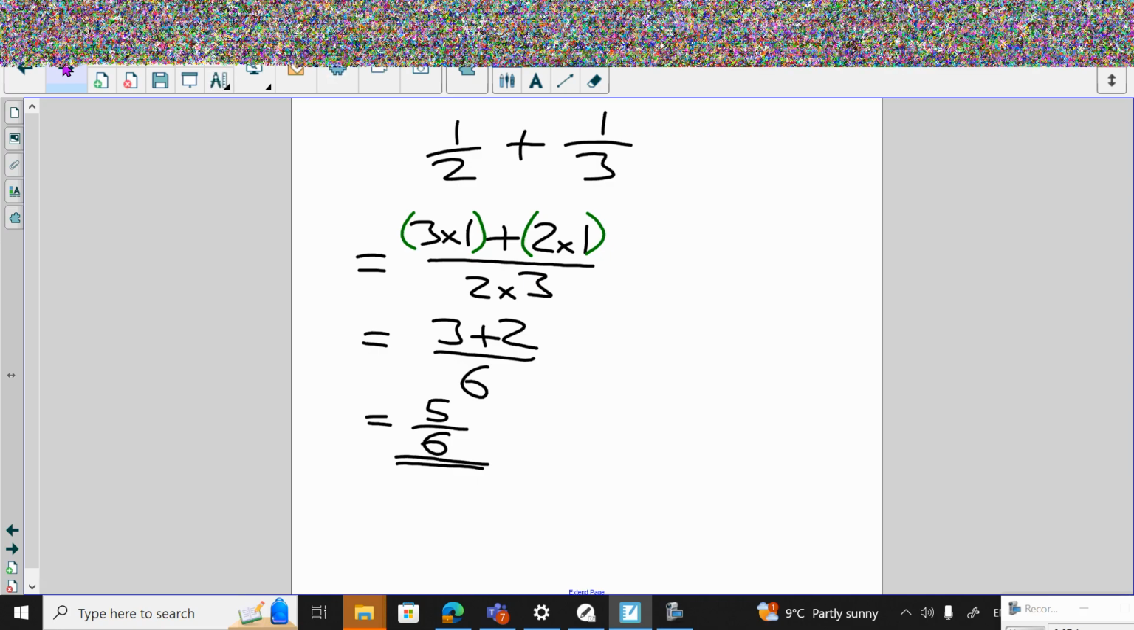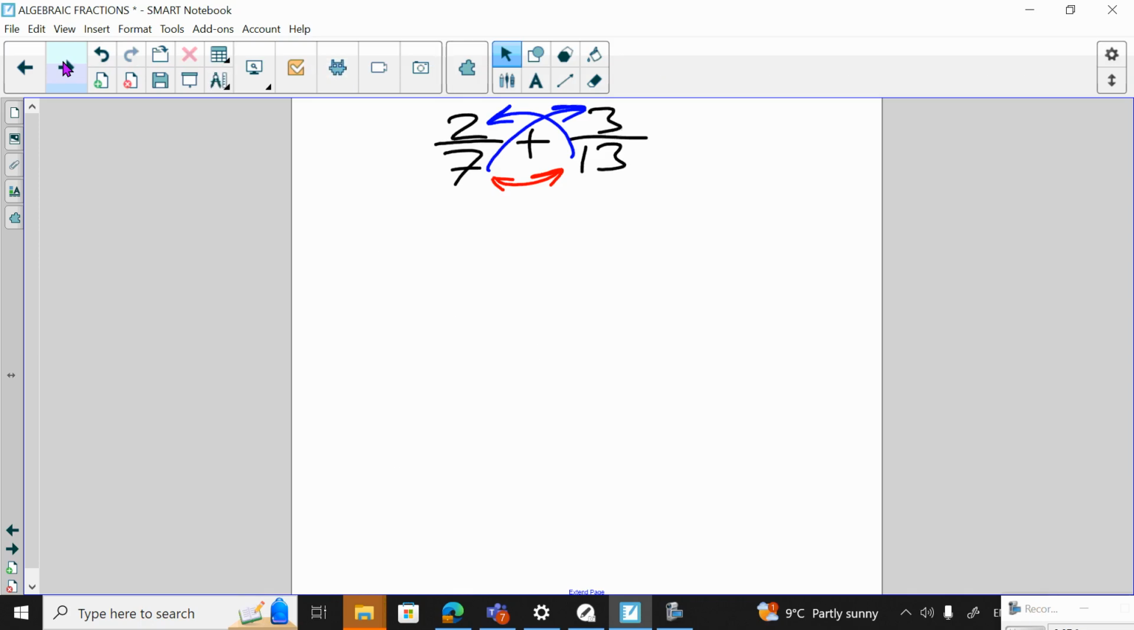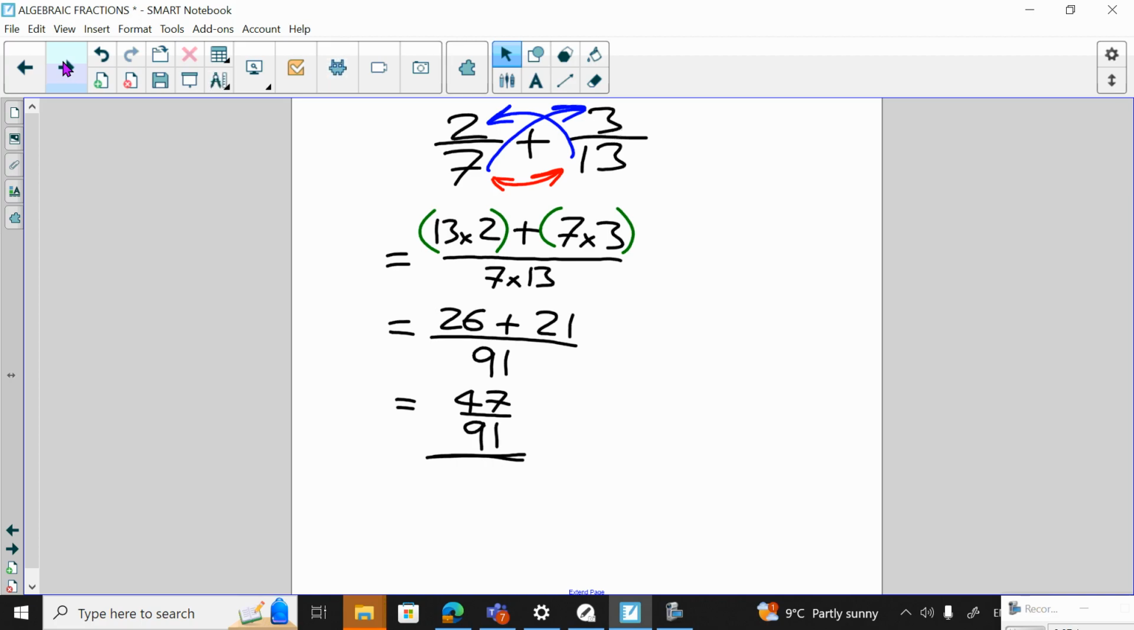There you go. Oh, can we do the hard one? 7 13s on the bottom. What's that, 91? 13 times 2, what's that, 26? 7 threes, 21. Add them together. I don't think top and bottom will cancel, because 47 is a prime number. But you can look into that yourself. The rule seems to work.